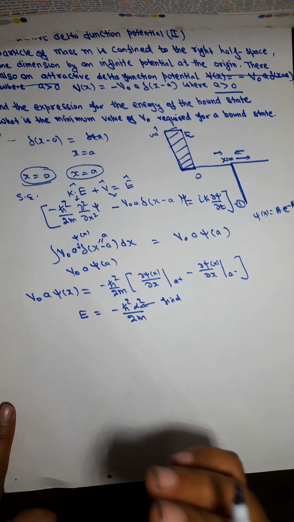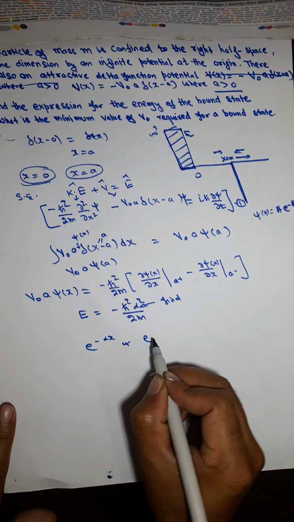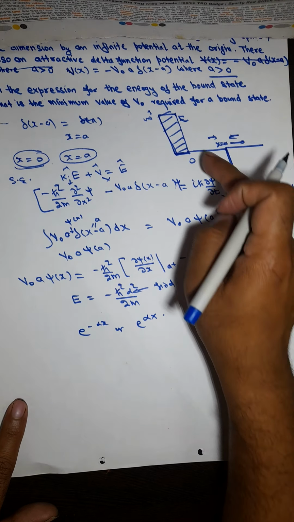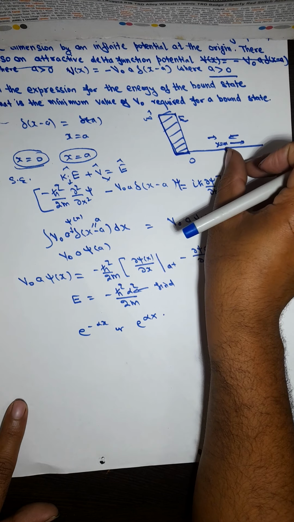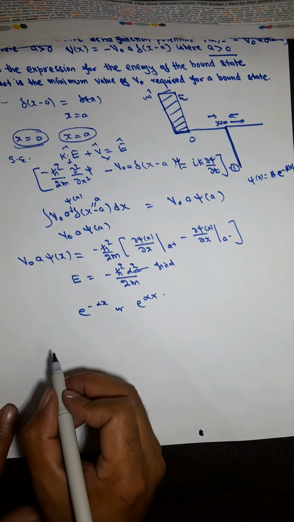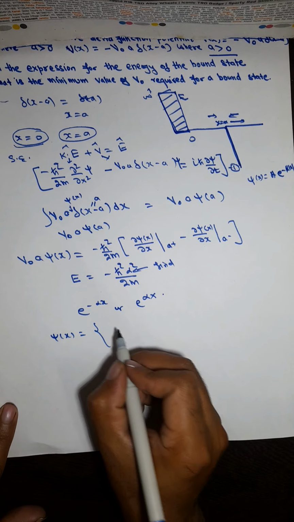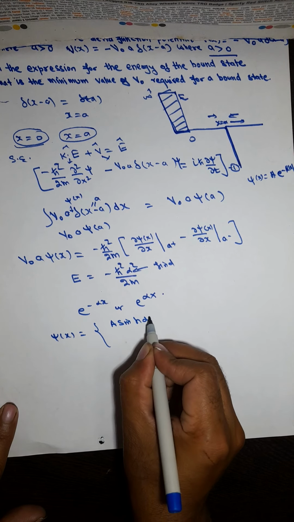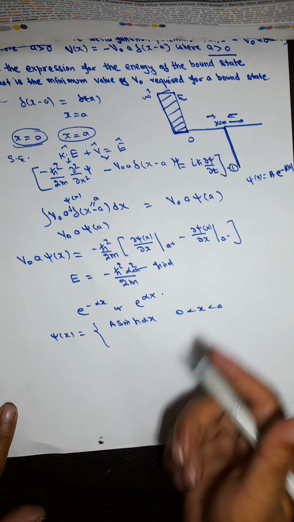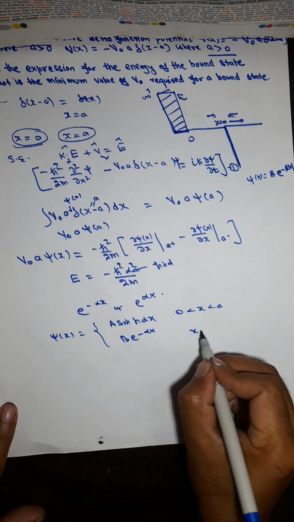So we know the wave function is a combination of something like e raised to the power minus alpha x or e raised to the power plus alpha x. Because the delta function is not at the origin, we shift it by some amount from the origin and put a delta function. So the wave function is a combination of these two: psi of x is equal to a sinh(alpha x) between 0 and a, and e raised to the power minus alpha x for x greater than a.